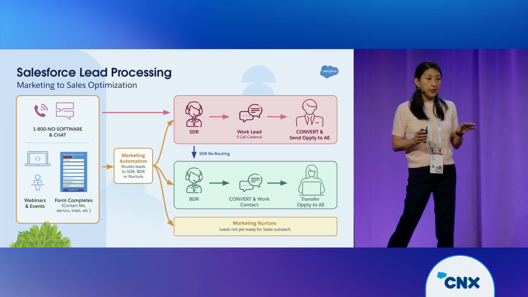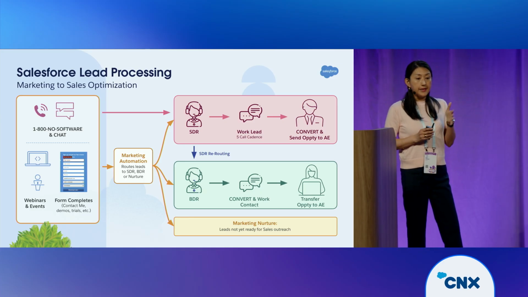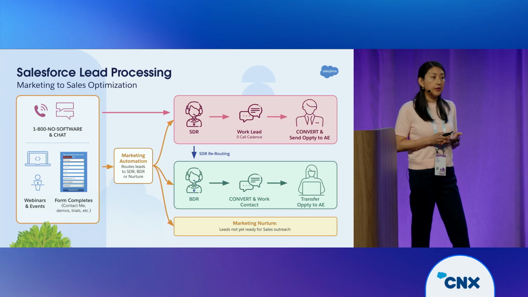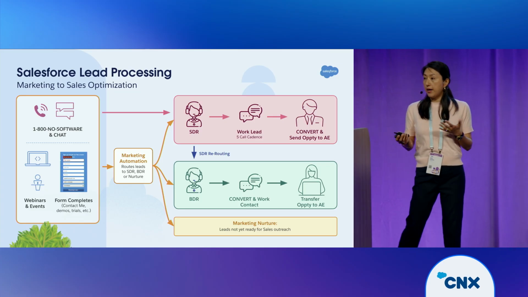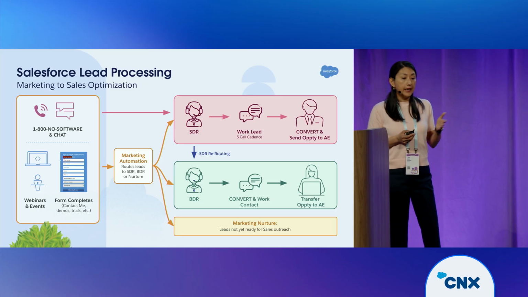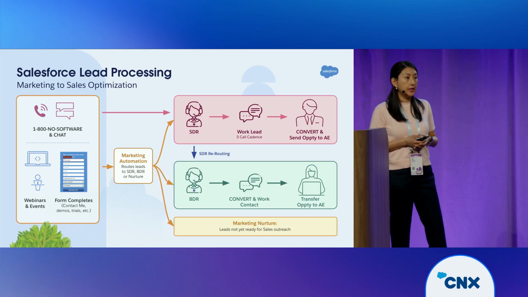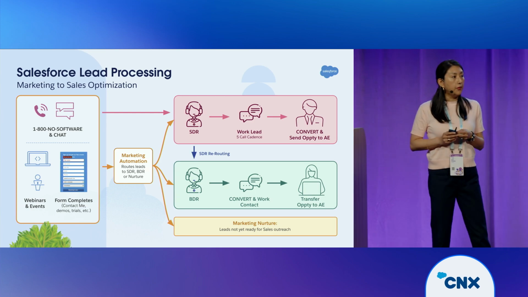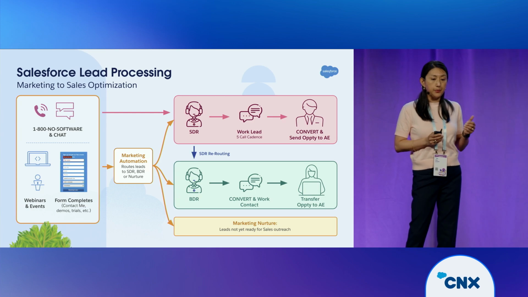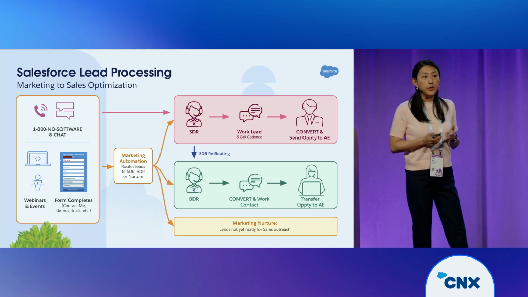If it passes the threshold, it gets assigned to an SDR, Sales Development Representative, if it's a new account. If we know about the customer or account, it gets assigned to a BDR, Business Development Rep. And if you're not quite sure it's ready for sales outreach yet, it gets put into a marketing nurture queue, which is essentially an email queue.